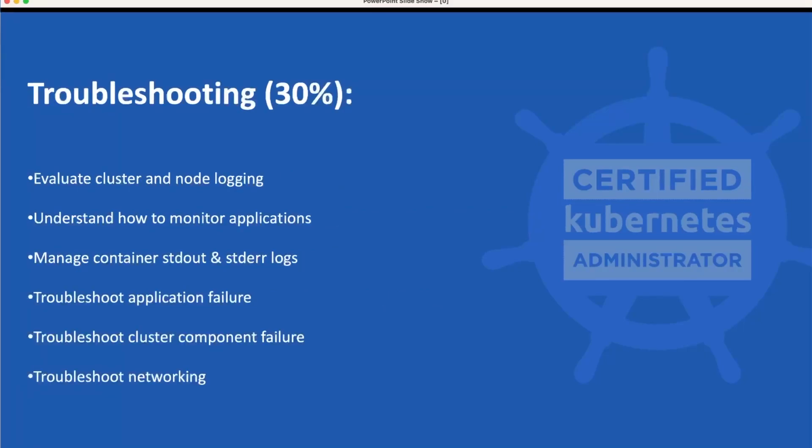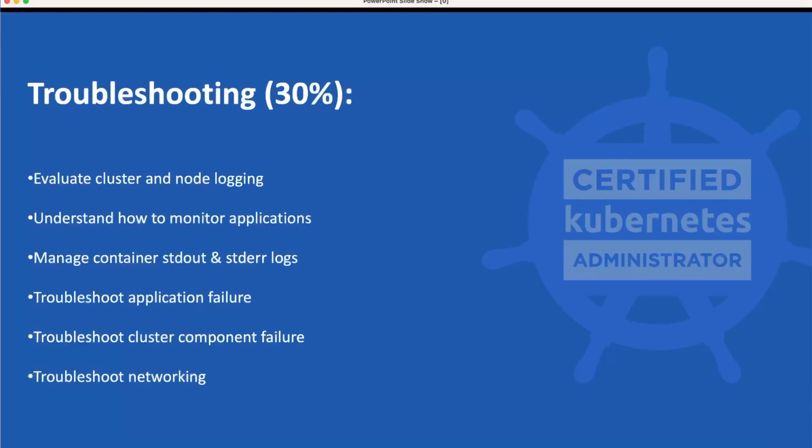Troubleshooting, that's 30%. You need to evaluate the cluster and node logging, understand how to monitor the application, manage the container stdout and logs, and troubleshoot application failure, component failure and networking. All these 5 domains we're going to cover in further videos. In each video, we're going to cover some parts, for example, for the installation, how to create a user, RBAC, or the other domains.